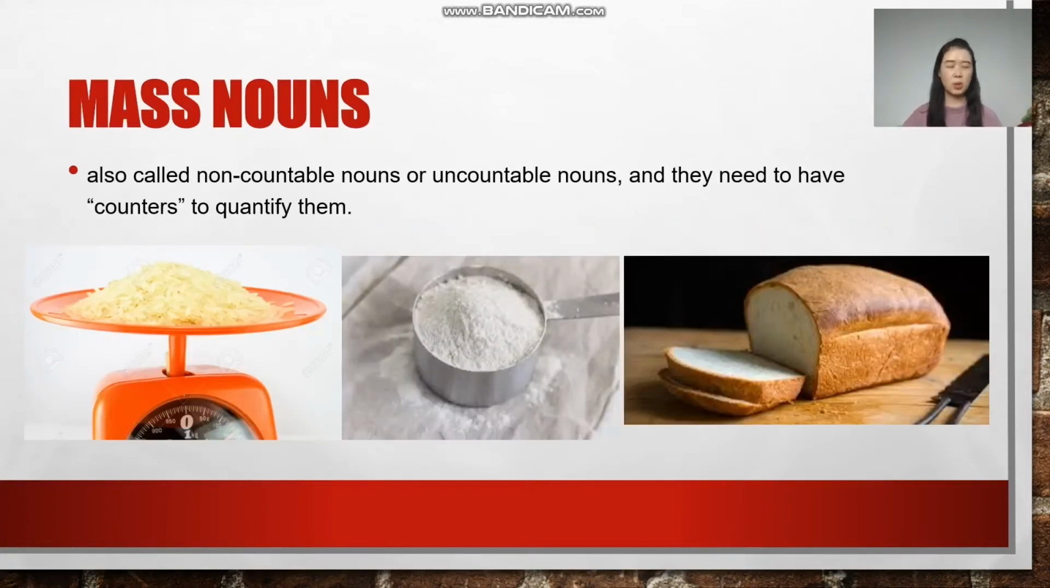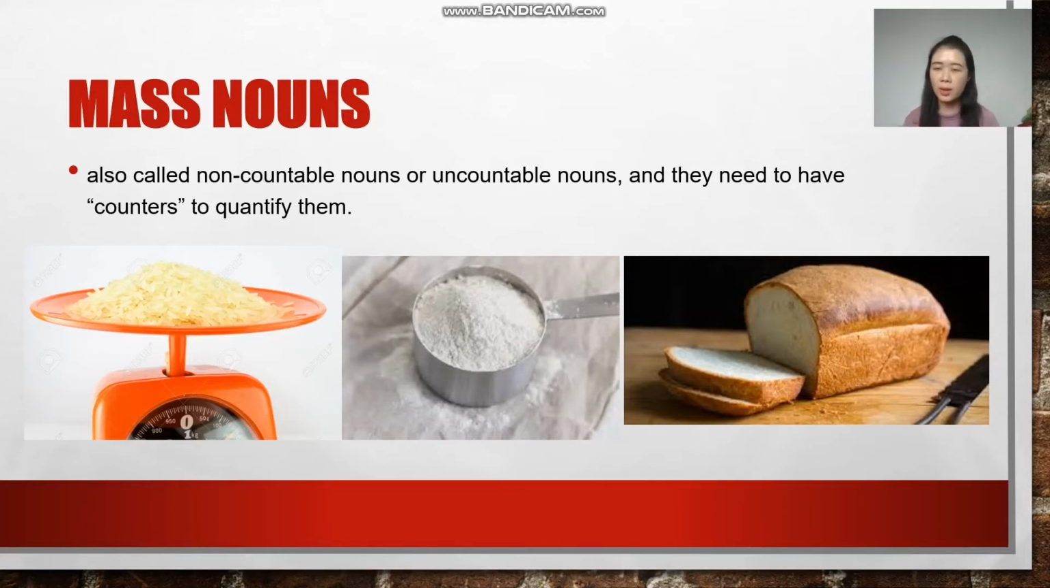What about the next one? You can see it's called mass nouns. You may not be quite familiar with the mass nouns, but if I say they are uncountable nouns, you may know this name, right? Okay, actually they are exactly the same. This is called non-countable nouns or uncountable nouns. Ones that you need to tell the number of mass nouns, what we need is the counters, or we can say we need some kind of container to quantify them.